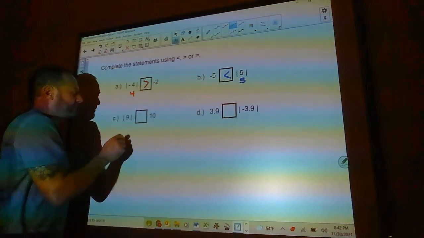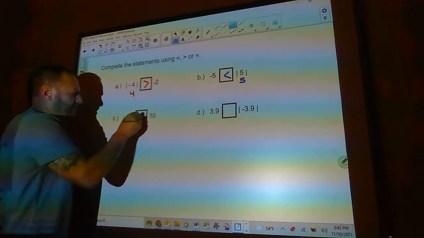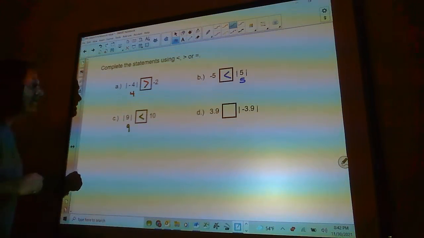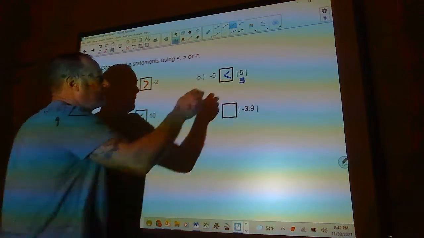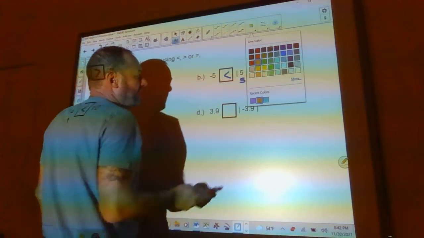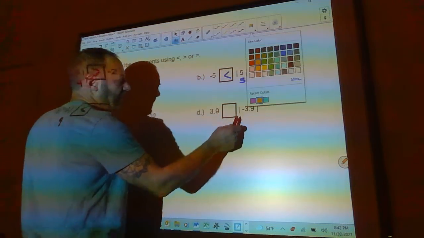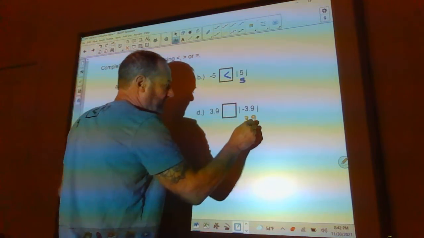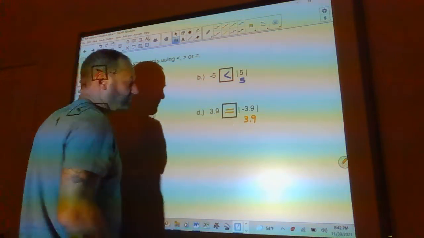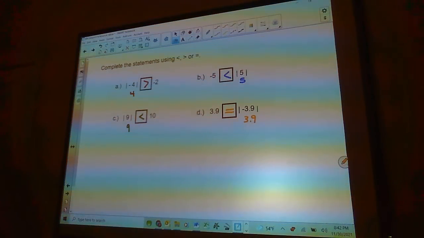The absolute value of 9 is just 9, so 9 is definitely less than 10. And then 3.9, the absolute value of negative 3.9. This is going to be 3.9 right here. So these two things are equal, so I'm going to put an equal sign between those two.